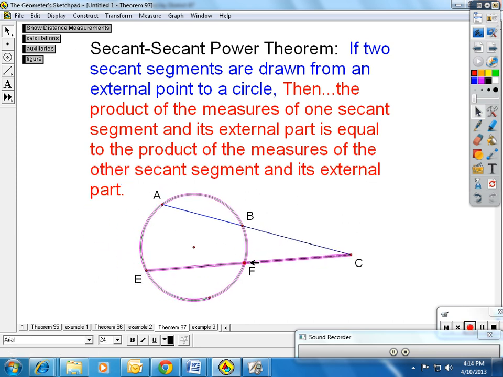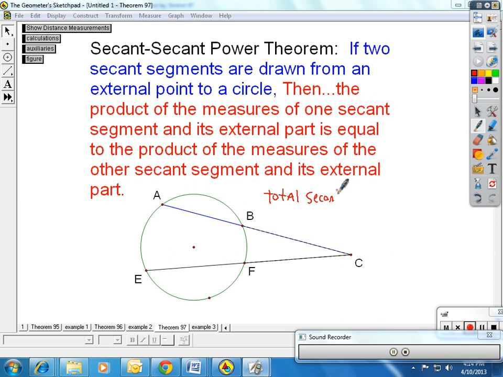Okay, so you can see that there. In short, you could write it this way: total secant times external equals total secant times external.